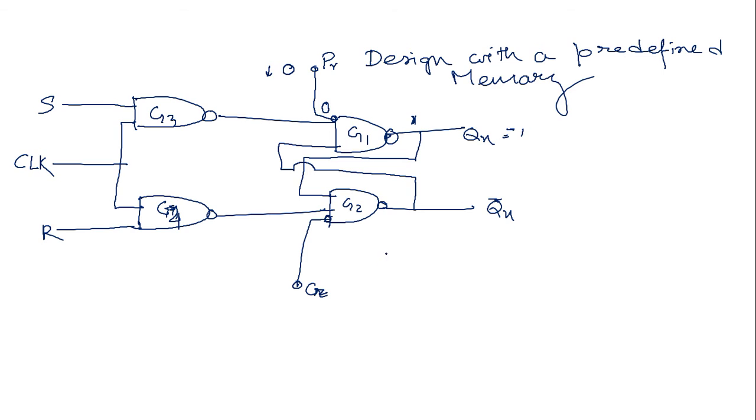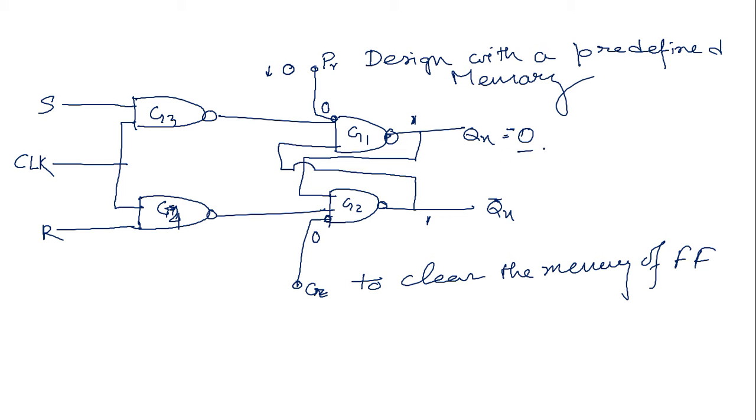And what is the function of clear? Clear is provided to clear the memory of the flip-flop. Whatever memory is possible, the flip-flop can store 0, it can store 1, any memory can be possible. But after giving 0 input to the clear, the flip-flop is automatically reset and Qn becomes 0. That is, if I provide 0 here, then Qn complement is 1. And if Qn complement is 1, then Qn is automatically 0.